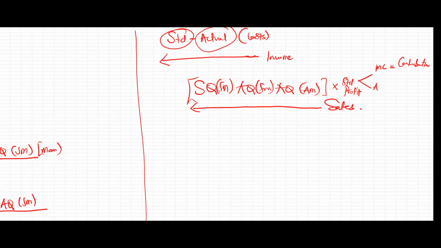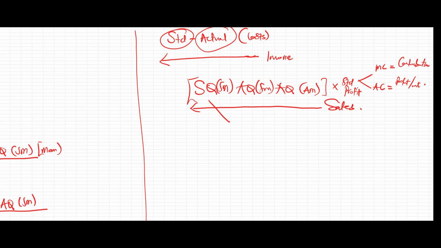But under absorption costing, your standard profit is your normal profit, right? It's still your standard profit per unit. So just have this in mind, it is the same thing you do for mix and yield. But when it comes to sales, you don't multiply by standard price, you multiply by standard profit, by the same formula, but we go in the opposite direction.